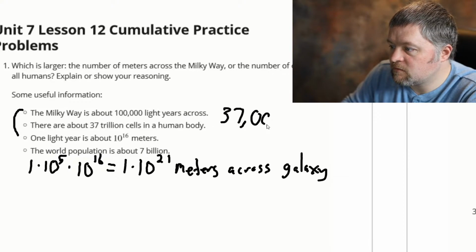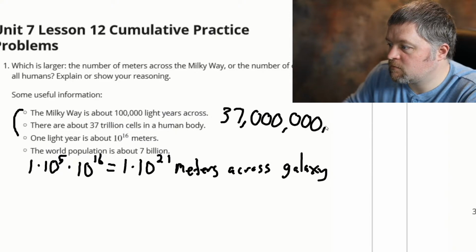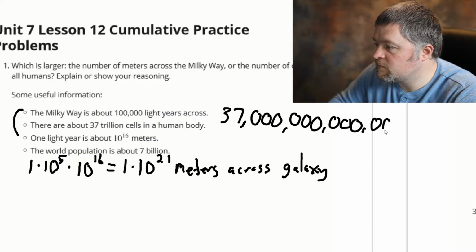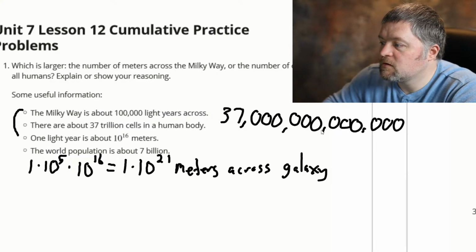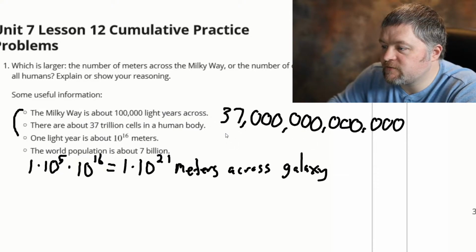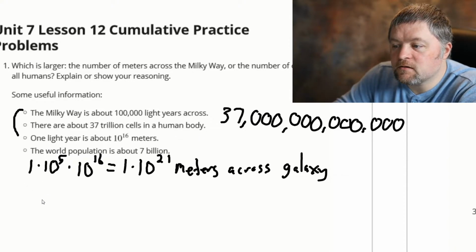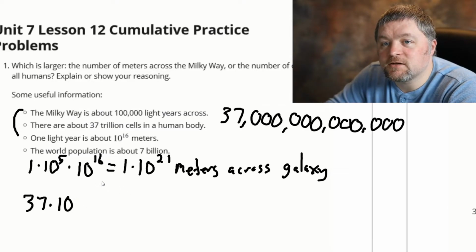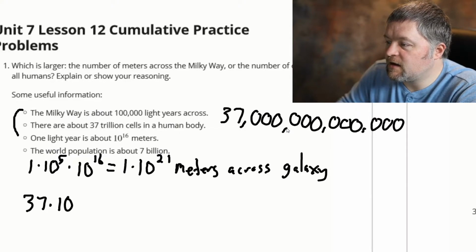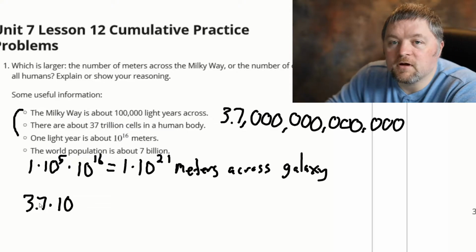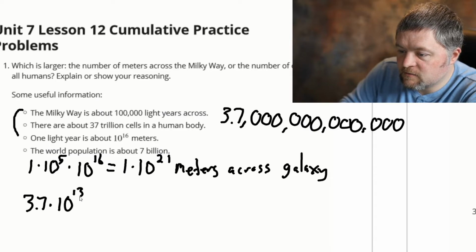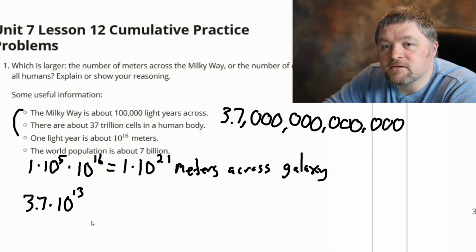37 trillion. So thousands, millions, billions, trillions. 37 trillion we would write with scientific notation as 37 times 10 to the power of, how many spots did we move that decimal point? 3, 6, 9, 12. And one more to put the decimal point there. We want 3.7 for correct scientific notation. 3, 6, 9, 12, 13. So that's how many cells are in one human.